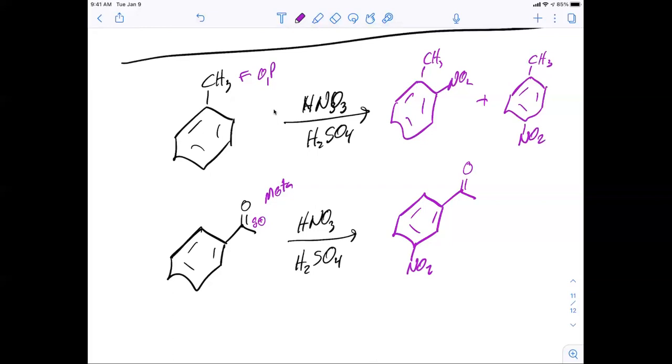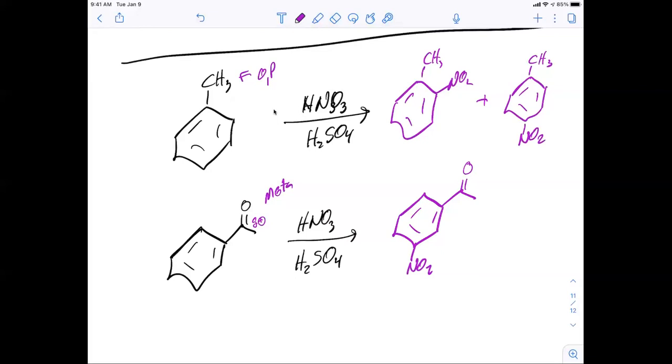The first one or the second one? The first. Why? It's an activator, right? So it's activating. It chooses ortho-para because ortho-para is more stable. That means it's going to have a lower energy of activation. It's going to go faster.